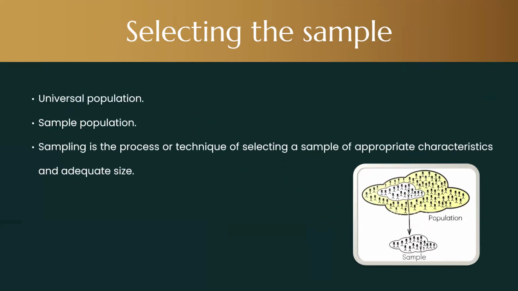Coming to selecting the samples, we have universal population and sample population. We will obtain the sample population from the universal population through the process called sampling. Sampling is the process or technique of selecting a sample of appropriate characteristics and adequate size, which we will be doing from the universal population.